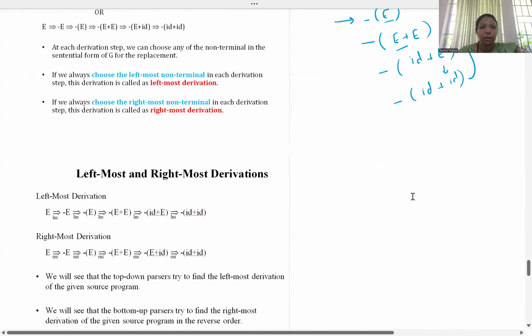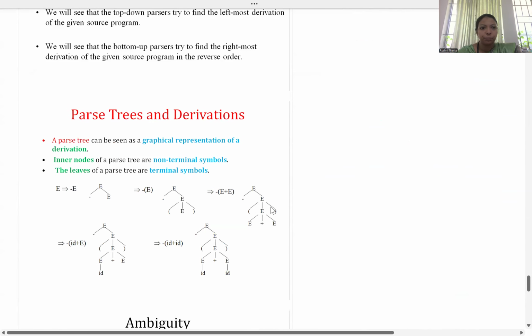And the next one is parse tree and derivations. Now you have to understand the purpose of a parse tree. To identify syntax problems, we convert the grammar derivations into a tree structure so that it will be easy for us to identify the errors. That is the purpose of a parse tree: converting the derivation into a tree graphical structure.